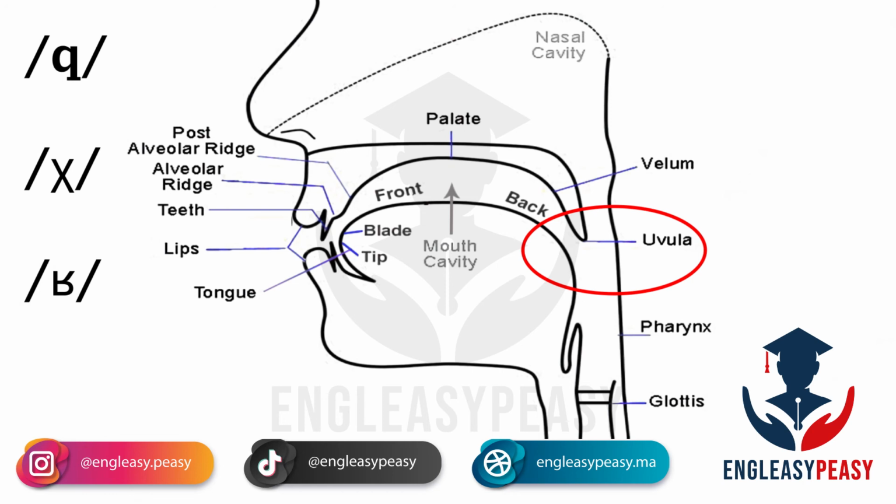We said there is a vibration at the level of the uvula. In the case of ق it blocks the air. In the case of خ and غ these are fricatives, it lets the air through partially.